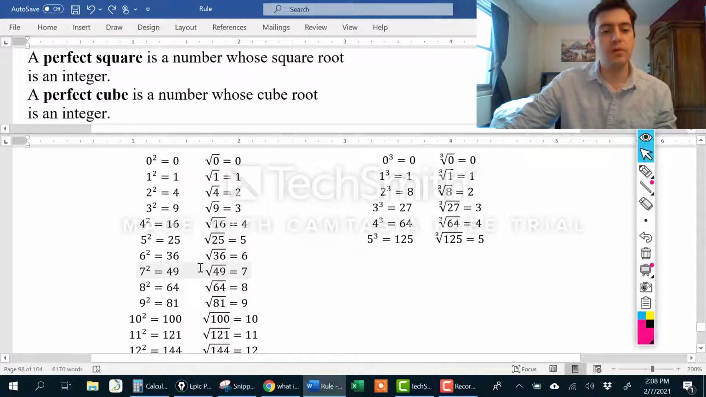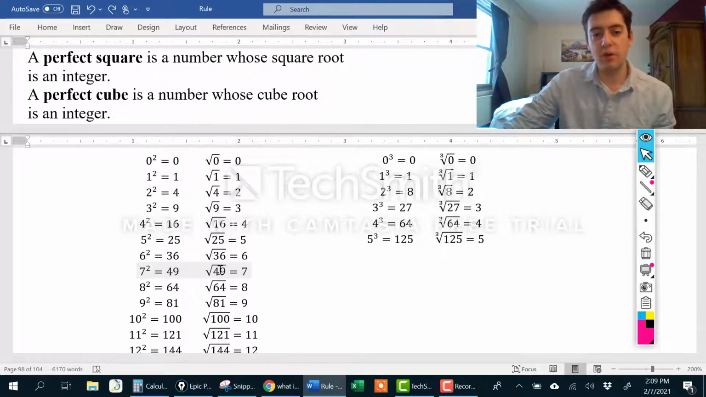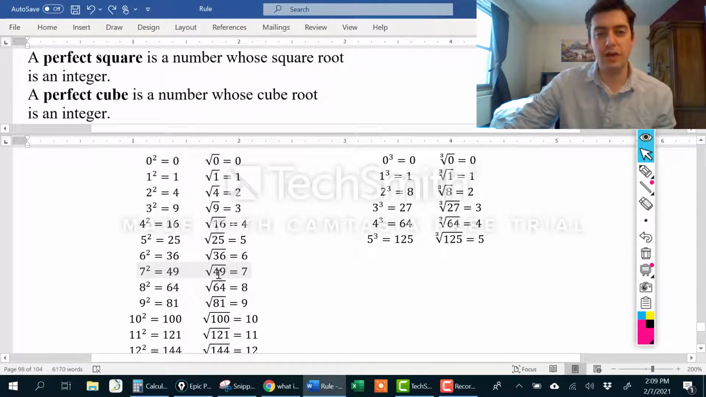So for example, 7 to the second power, which means 7 times 7, is 49, and therefore the square root of 49 is 7, because when we say the square root of 49, we really just mean what number multiplied with itself gives us 49, and that number is 7, which is an integer. So any number whose square root is an integer is a perfect square, and all of these in this column are a perfect square.